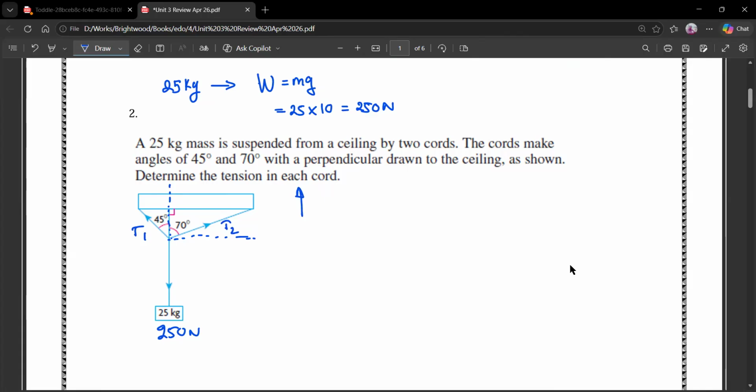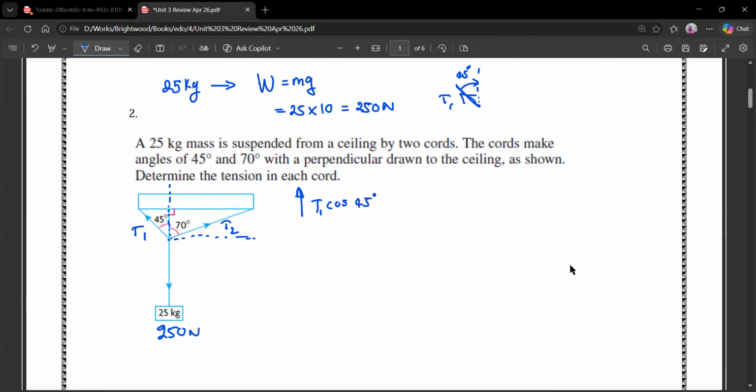T1 should be what? When you consider going through the angle, you have to take it as a cos. So this T1 goes through this one, so you can take it as T1 cos 45.